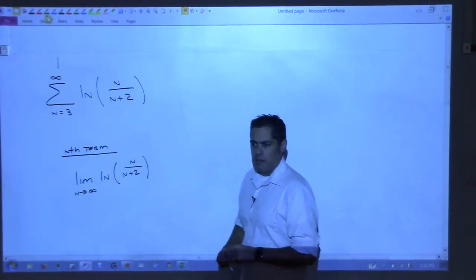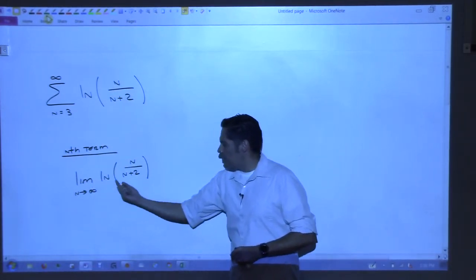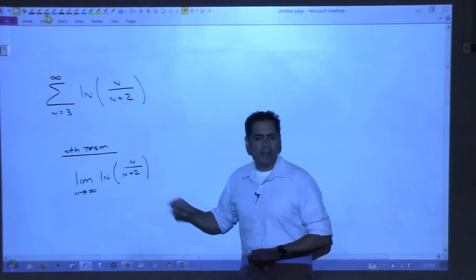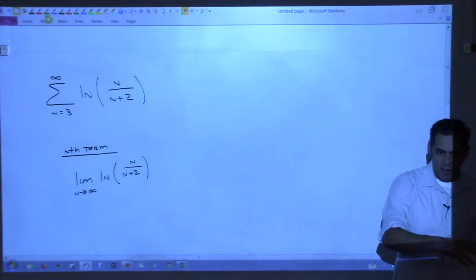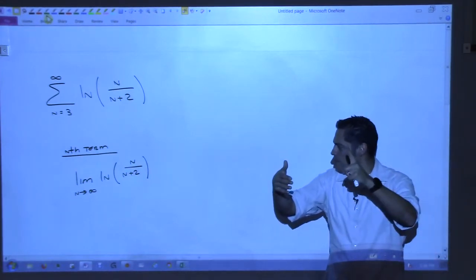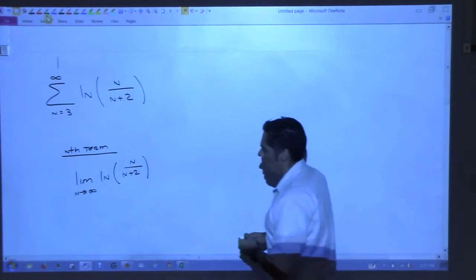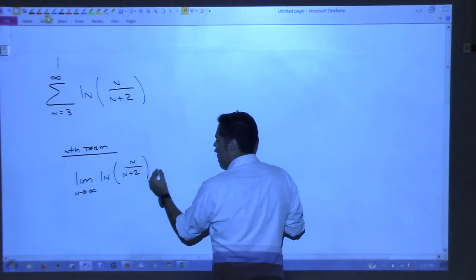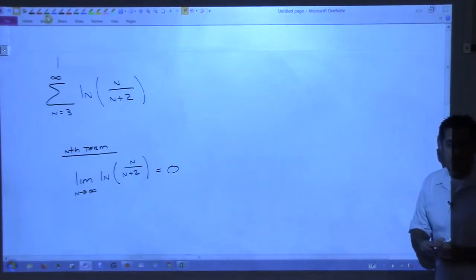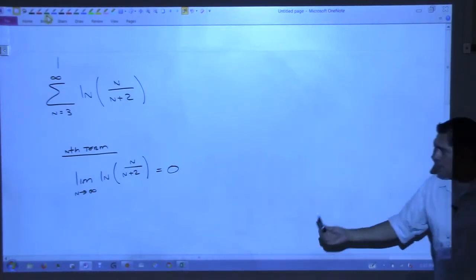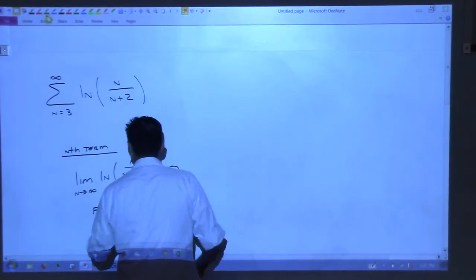ln of 1. Okay, so what's happening is the limit of the natural log, you can move the limit inside, you get infinity over infinity. So you could use L'Hopital's rule. If you switch it over to a function of x, you get derivative of the top, which would be 1, derivative of the bottom, which would also be 1. So you get 1 on the inside. And what is natural log of 1? 0. So that limit goes to 0, which tells us nothing. So this fails.